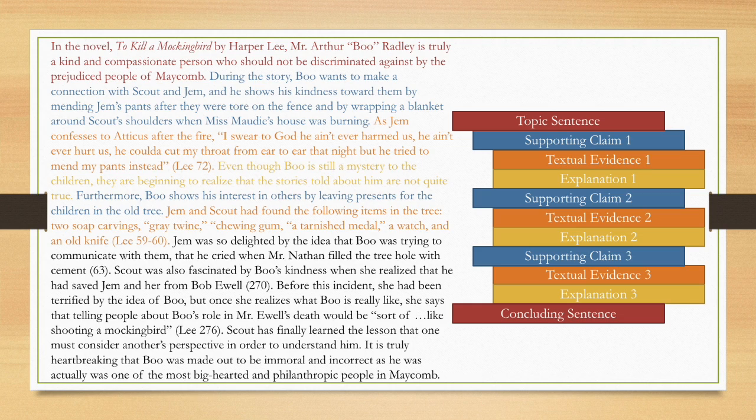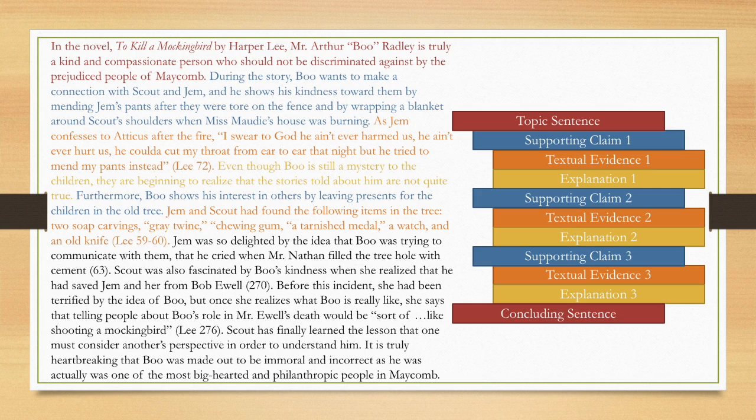And in this case, the author of this paragraph still introduced the evidence with "Jem and Scout had found the following items in the tree," but then instead of quoting the entire paragraph where they found those items, they just listed them. Now, these items are in quotation marks because the items themselves are quotes. So they stacked quotes on top of each other, kind of like using a list, and that works. You could totally do that for your textual evidence.